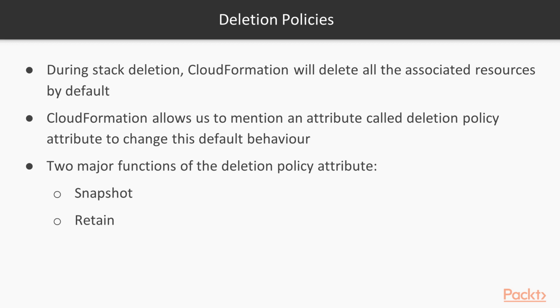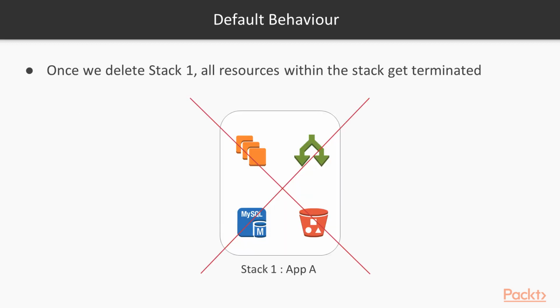There are two major attributes which CloudFormation provides. One is of type snapshot and the second is of type retain. So let's go ahead and understand more about them. Now we were discussing the default behavior of CloudFormation. Let's take an example where we have a stack 1, and within this stack 1 you have an EC2 instance, a load balancer, an S3 bucket and an RDS database. In this default behavior, when you delete this stack 1, CloudFormation will delete all the resources which are associated with stack 1. So this is the default behavior.